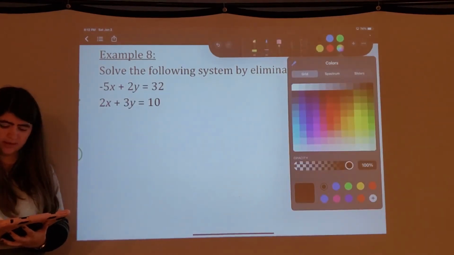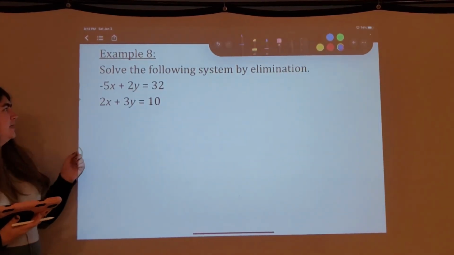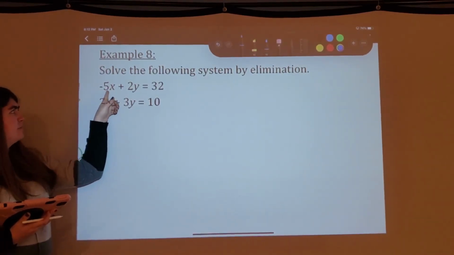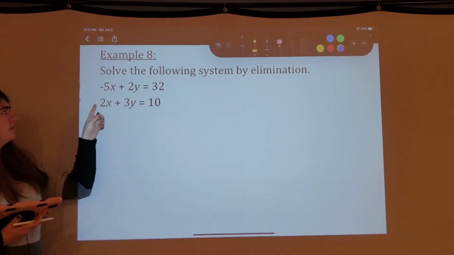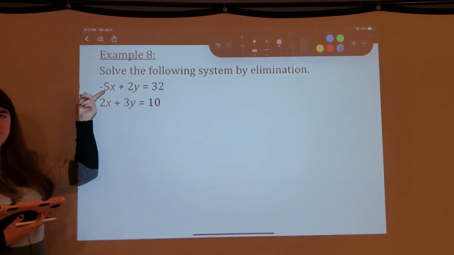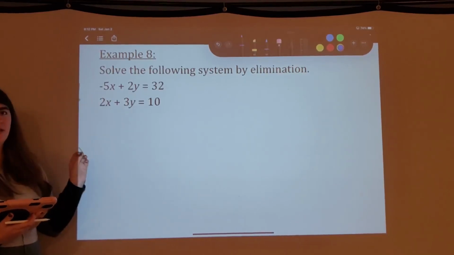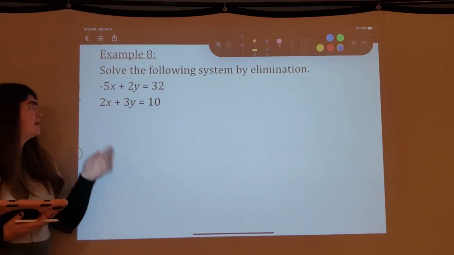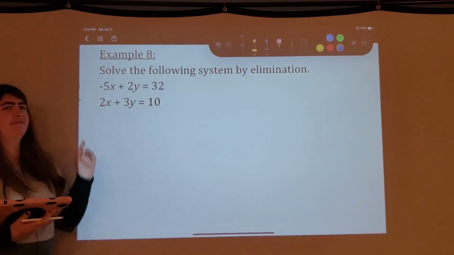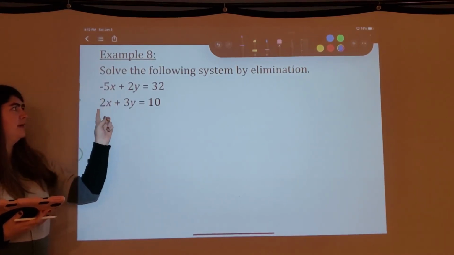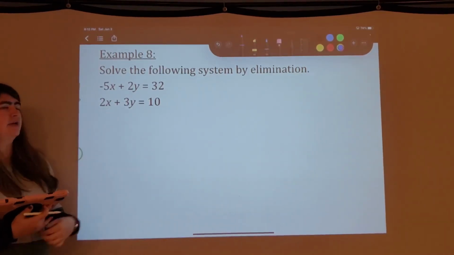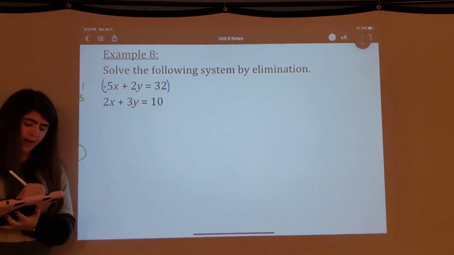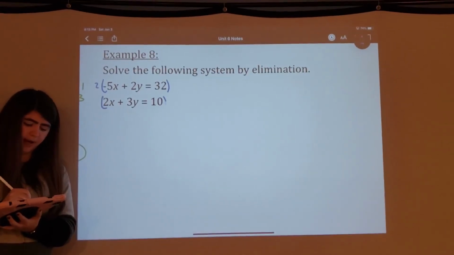So if I want these to cancel out, I need to find something. I already have a negative 5, and so then I wouldn't have to multiply anything by a negative. So if I get rid of my x's, then I can multiply both things by a positive, so that would be helpful. If I multiply 5 by 2 and 2 by 5, then we'd have a negative 10 and a positive 10. So that would make things cancel out nicely. So that's what I'm going to do. I'm going to multiply the top equation by 2. I'm going to multiply the bottom equation by 5.